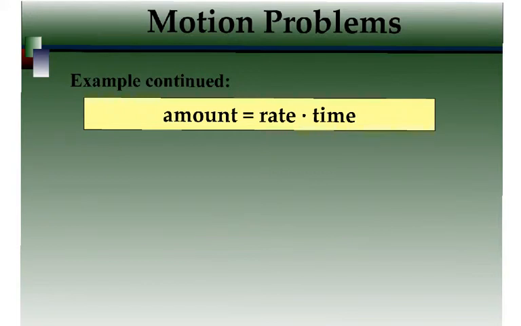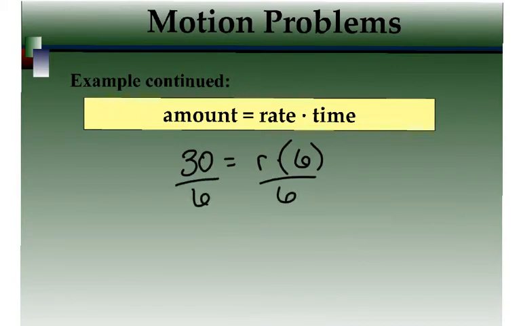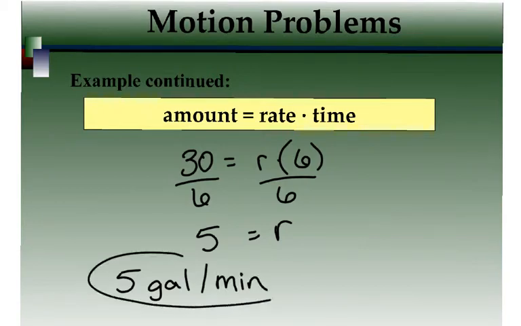Amount equals rate times time. So 30 equals our rate, which we are trying to figure out, times time, which is our 6 minutes. Simply divide both sides by 6, and our rate is equal to 5, which means the shower is running at a rate of 5 gallons of water per minute. And there we go. We're done with that one.